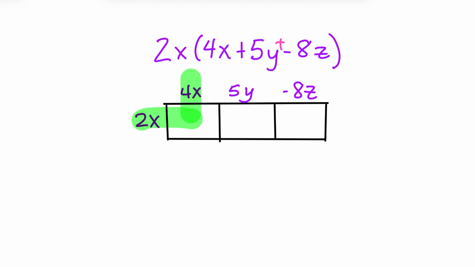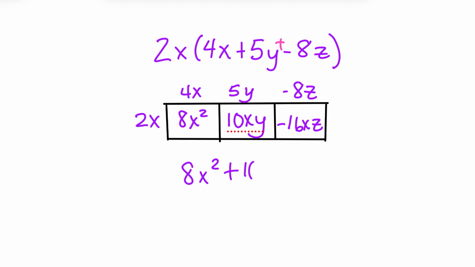We do 2x times 4x, that gives us 8x squared. 2x times the 5y gives us 10xy. 2x times the negative 8z gives us negative 16xz. The answer is inside the array. We get 8x squared plus 10xy minus 16xz.